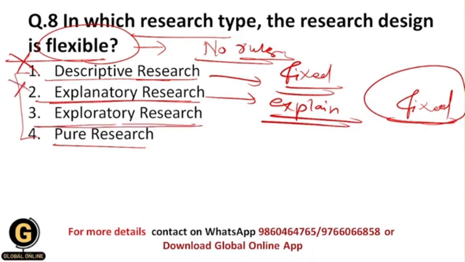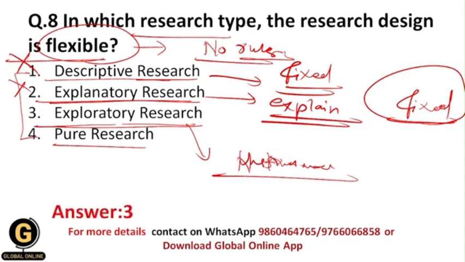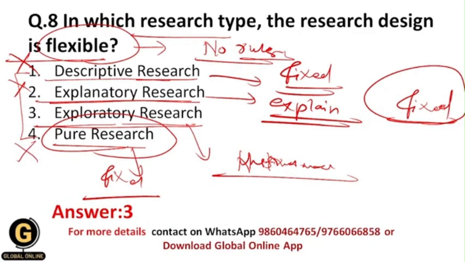Within the exploratory research design, as I have told you earlier in this video, this is unstructured, and there is no rule to deal with it, and that's why this is a flexible research design. Okay, that's why the correct answer to this question is 3rd. And pure research or fundamental research is the research in which we expand our knowledge and formulate a principle or theory or law, and that's why this is also a fixed research design. So this option gets eliminated, and the correct answer is 3, that is exploratory research.